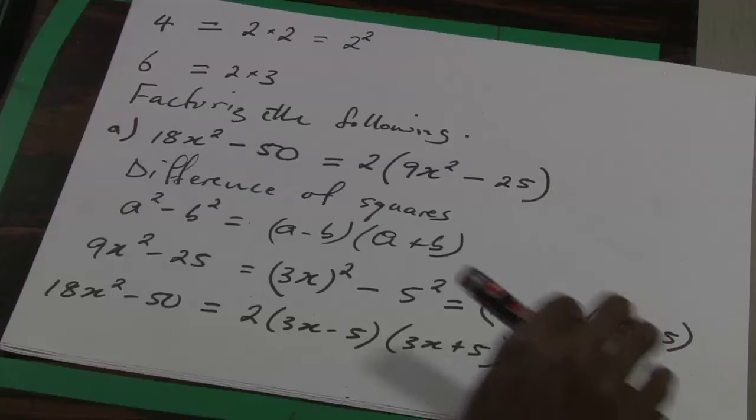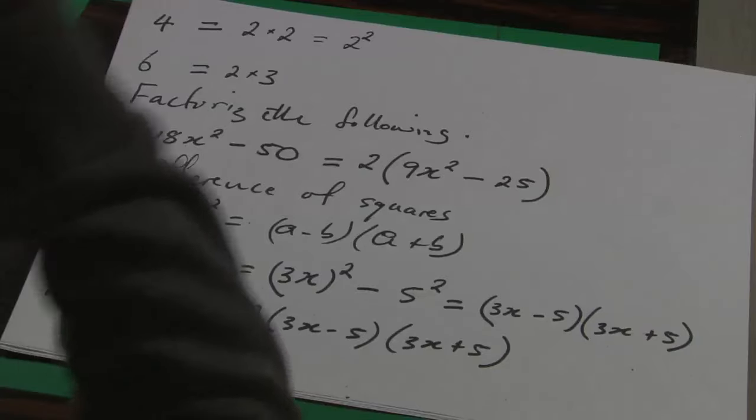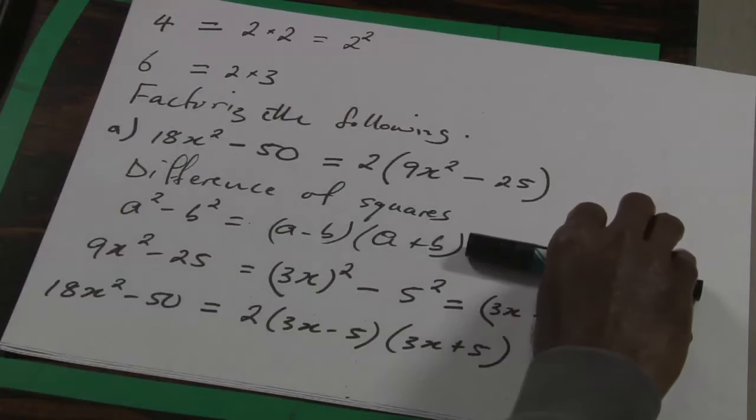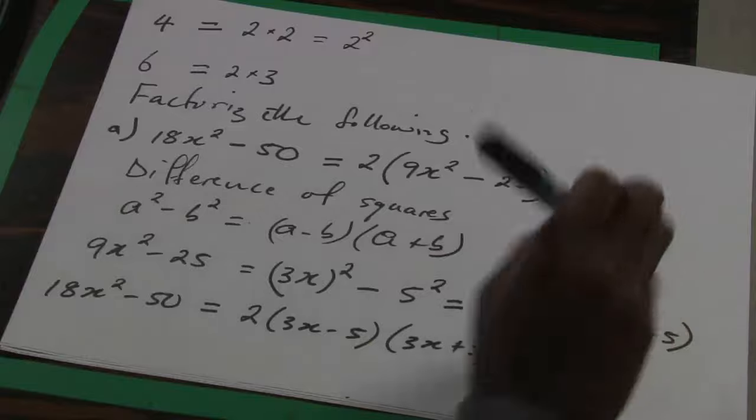So whenever you are factorizing, always examine the terms that are remaining to see if there's a possibility of factorizing them any further. So in this case, this is what we have. Remember, we used the difference of squares. Difference of squares, a squared minus b squared, that's a square minus another square, can be factorized as a minus b multiplied by a plus b. Good. And then we look at the second example.